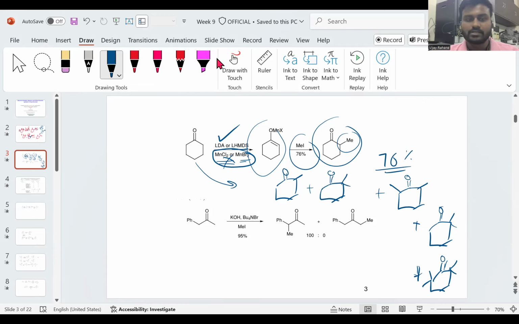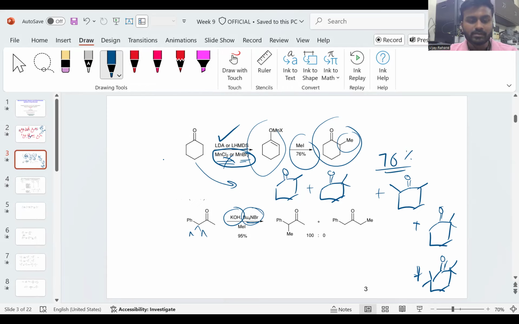So although the reaction looks quite simple, this is not the case with such kinds of active methyl when you have such systems. Another condition here is the addition of KOH, and we use tetrabutylammonium bromide, right? When you use this one, it selectively alkylates the alpha position, which is in addition to the phenyl.